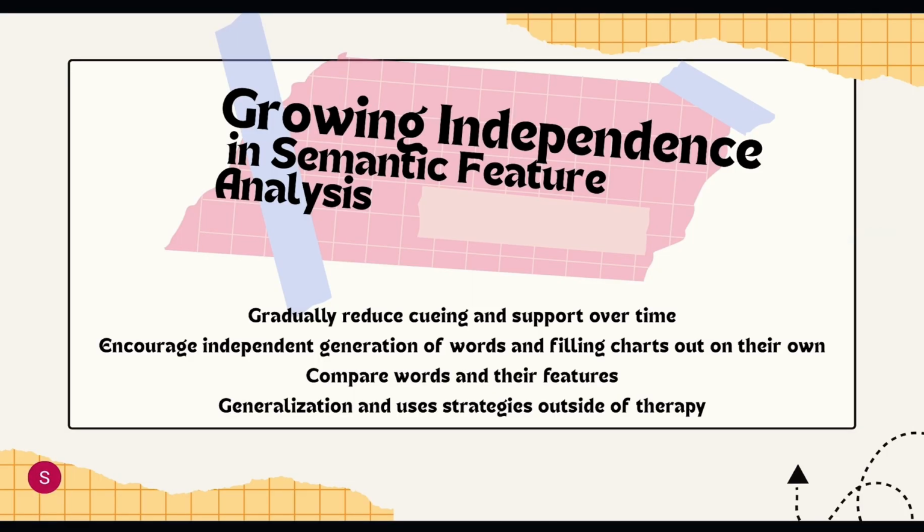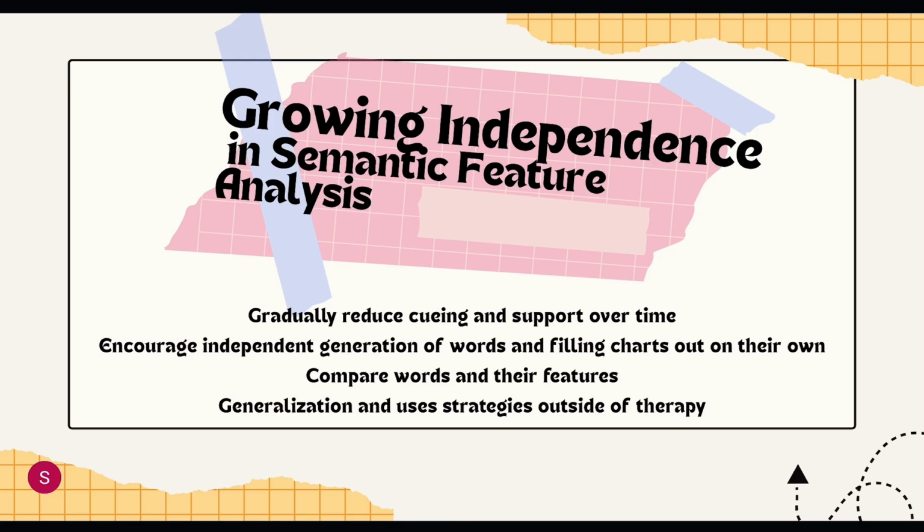As a client becomes more familiar with semantic feature analysis, the goal is to gradually support them in becoming more independent. At first, we may provide choices, modeling, or visual prompts, but over time, we gradually reduce cueing and support so the client can take more ownership of the process. As their skills strengthen, we encourage the client to independently generate the word features and complete the entire semantic feature chart on their own. This step helps them organize their thoughts, build stronger semantic connections, and retrieve words with less support.